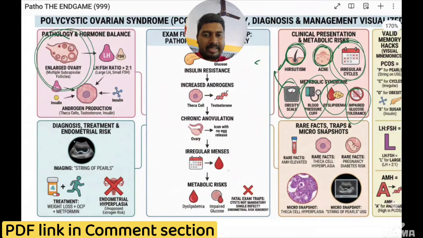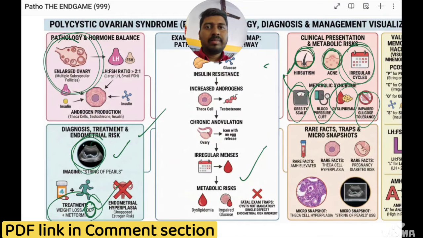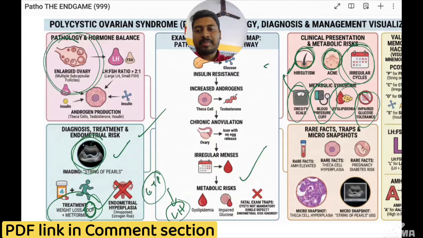Now, I think I have explained all this. On USG, what you will see is a string of pearl appearance, because of multiple immature follicles which are still inside the ovary. Now, what is the treatment for this? Treatment is weight loss, OCP. Now, OCP is protective because OCPs contain estrogen and progesterone, which decrease LH levels. Okay, that's why OCPs are protective.